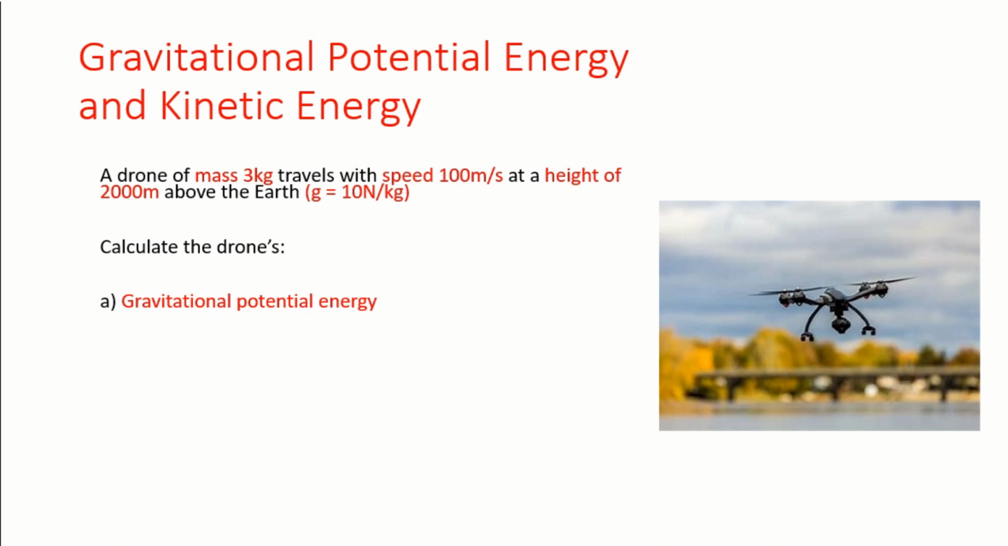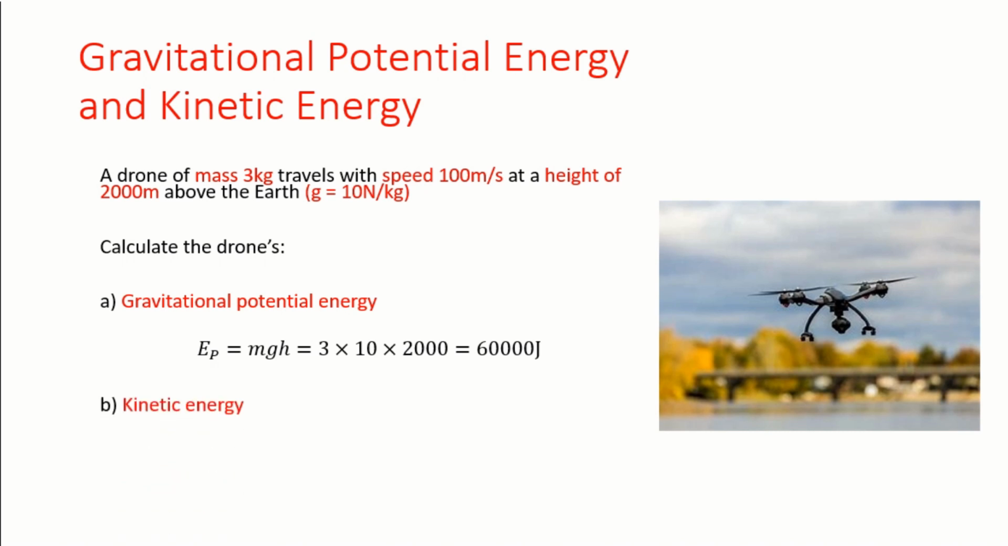Hopefully you're ready to go. Okay, the GPE is just calculated by mgh. We've got 3 kilograms. Okay, we've got g of 10. Okay, and we've got a height of 2,000 meters, 2 kilometers, and so therefore we've got a number there of 60,000 joules. Okay, and because we're quite high above the Earth, that makes sense. We've got a lot of energy in the system.